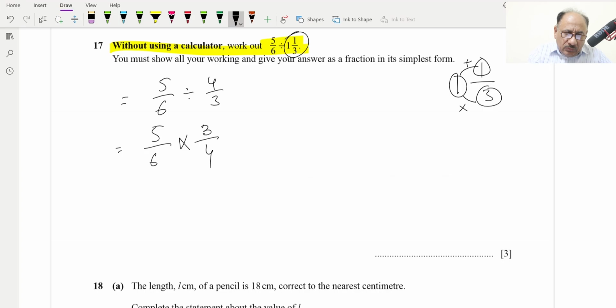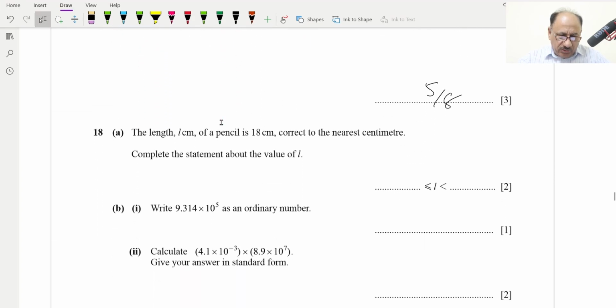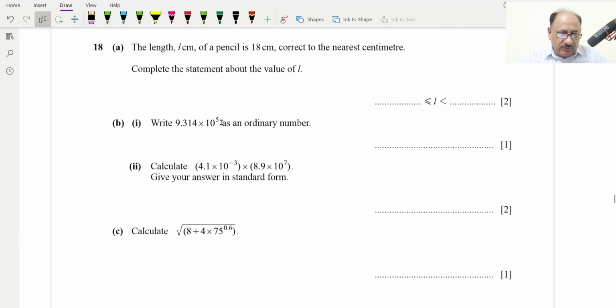5 by 6 into 3 by 4, the reciprocal. So now we can do cancellation. 3 ones are 3 and 3 twos are 6. This will be equal to 5 over 8, and 5 by 8 will be basically our final answer which we can write over here. This is 3 marks, a very easy question, fractions related.